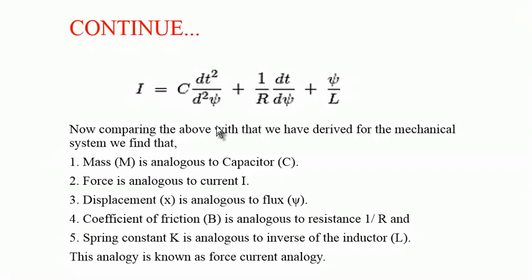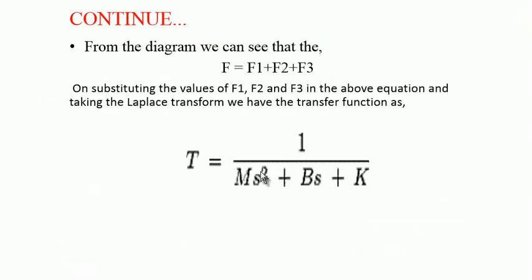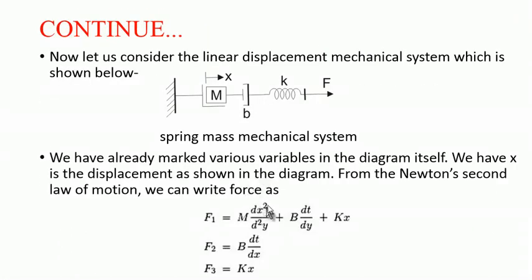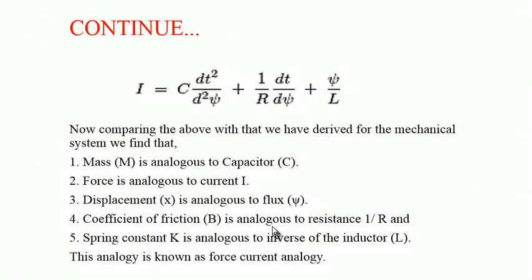Now we compare the above with the equations we derived for the mechanical systems. M is analogous to the capacitor. In the mechanical system we have m d square y by dt square, but here we have C d square psi by dt square. So M is replaced with C.